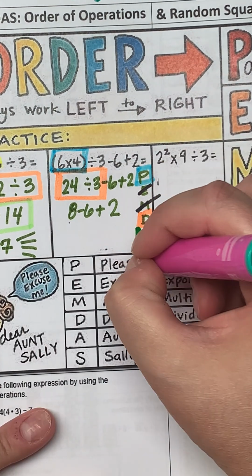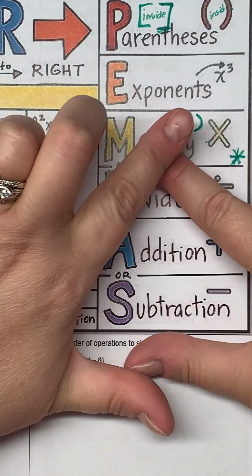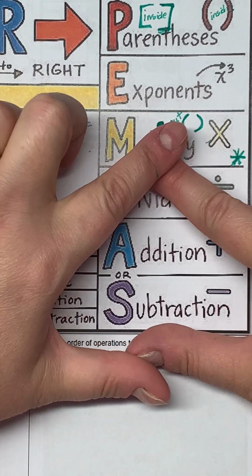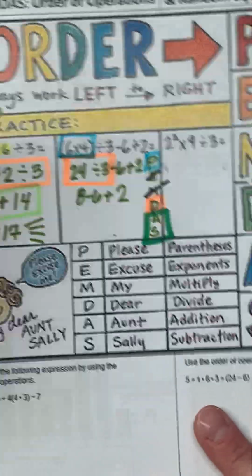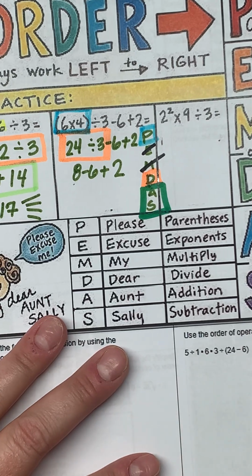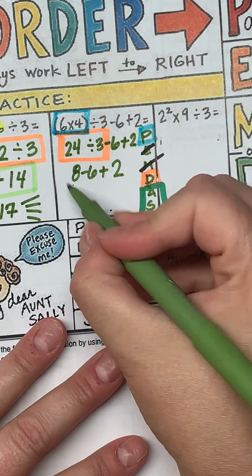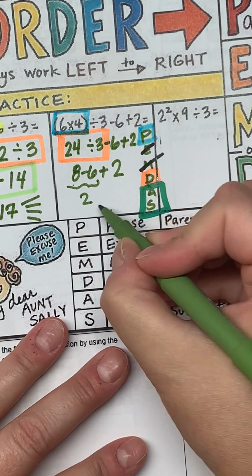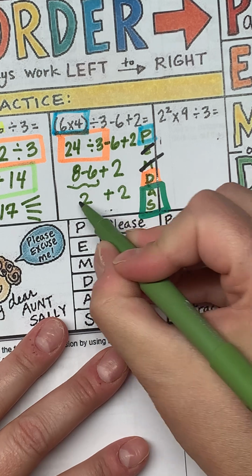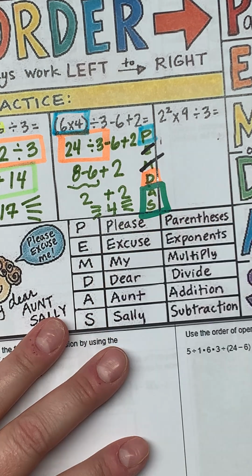So this is where, since all I have left over is addition and subtraction, then I can do it left to right. I don't have to do the add first, then the minus. I can just go left to right. So let's see here. What is 8 minus 6? That's 2. And then don't forget to drop down this plus 2. So 2 plus 2 is 4. Yay, 4 is the answer.